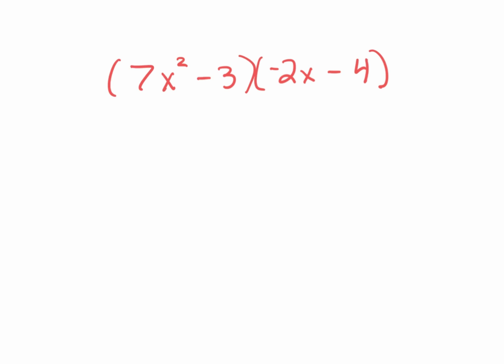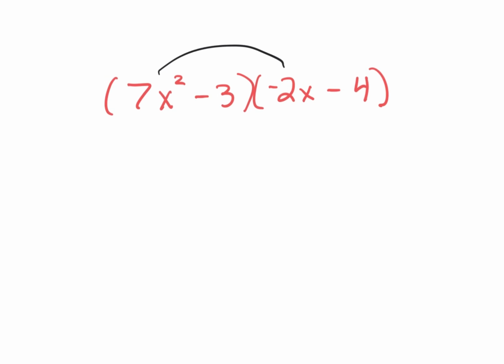So 7x squared minus 3 times negative 2x minus 4. All right, here we go. I'll use the FOIL method for this one. So first, 7x squared times negative 2x. 7 times negative 2 is negative 14. X squared times x is cubed. So negative 14x cubed. Outside, 7x squared times negative 4, so that's negative 28x squared.